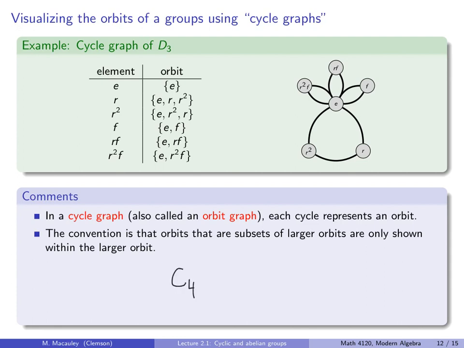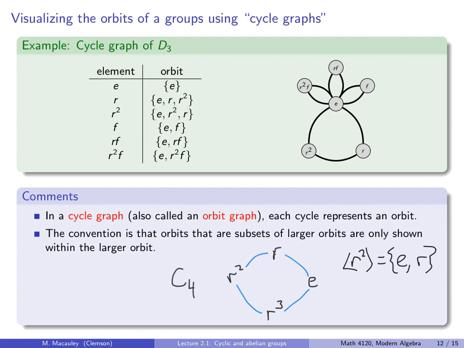So for example, if we had the cyclic group C4, then the orbit graph would be e, r, r squared, and r cubed, and these things would be, let me use blue here. So this is the orbit of r, and also the orbit of r cubed. Both of these things generate this orbit. Now r squared generates an orbit, so the orbit of r squared would be e and r squared.